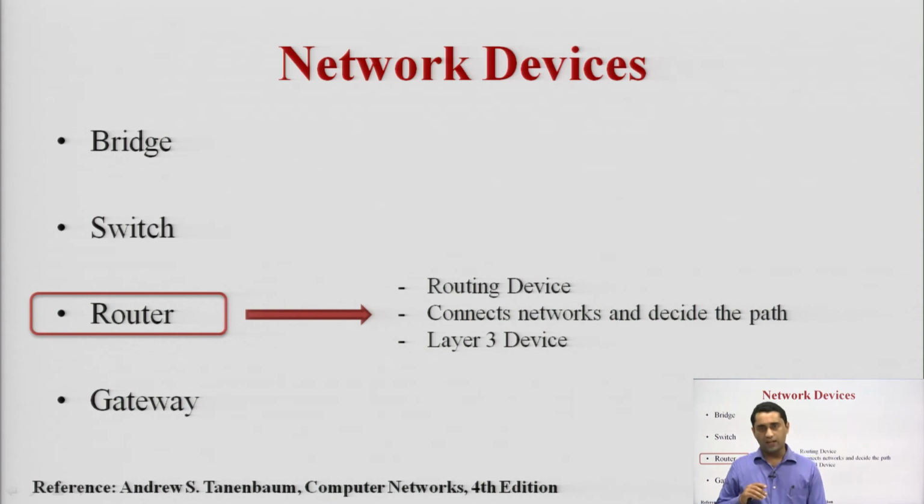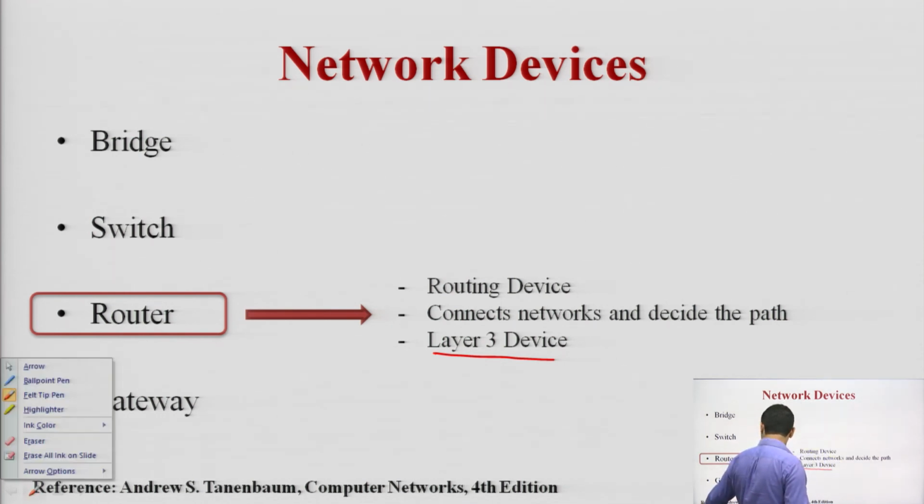So the router is one device which is used to find the path and send the packet, and the successful transmission depends on the route which is selected by the router. Here this router is basically a layer 3 device which identifies or defines the path.